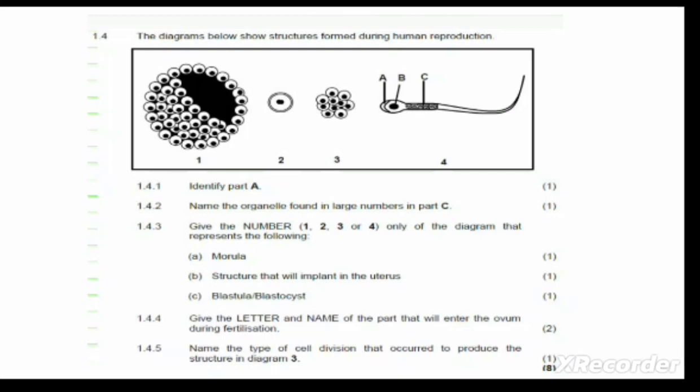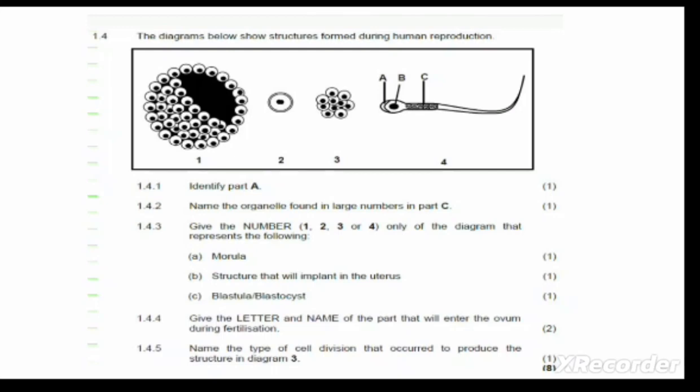At 4 we have a sperm cell. At A we have acrosome. B we have the nucleus. At C mitochondrion. Identify A, that is acrosome. Name organelle found in large numbers in part C. This question repeats itself, guys. That is mitochondrion. Give the number 1, 2, 3, 4 only of the diagram that represents the following.